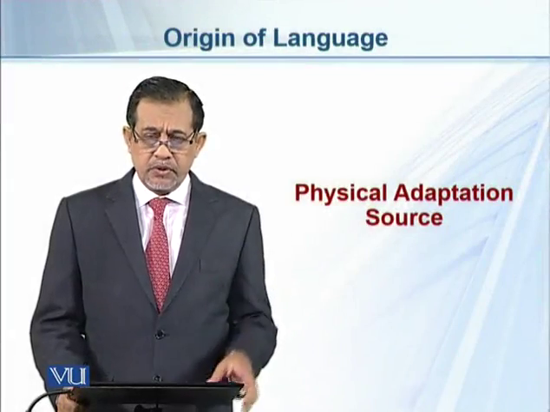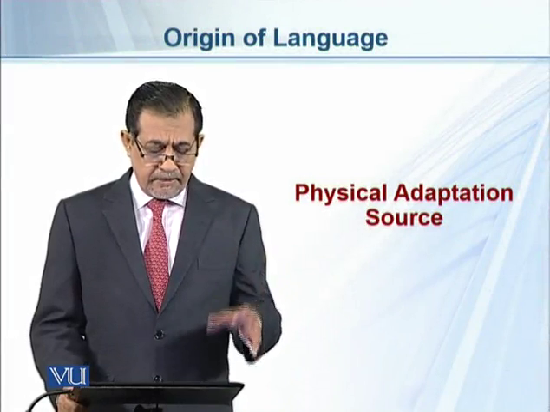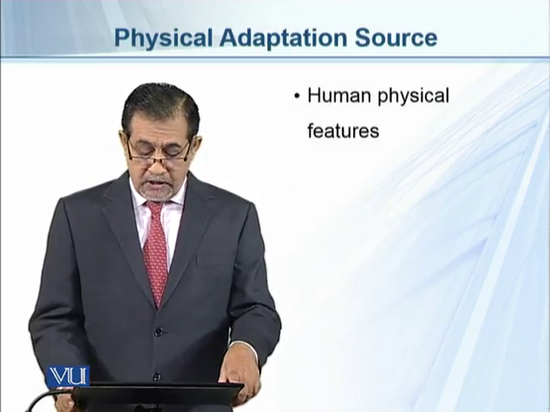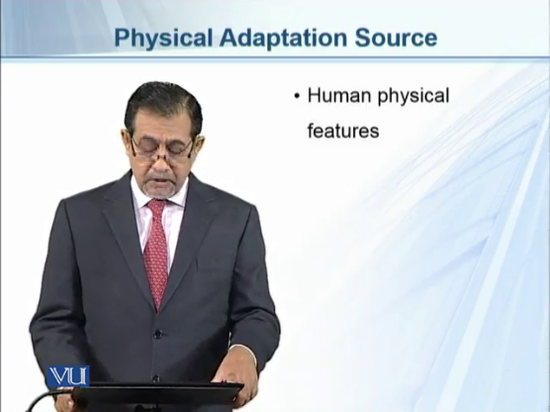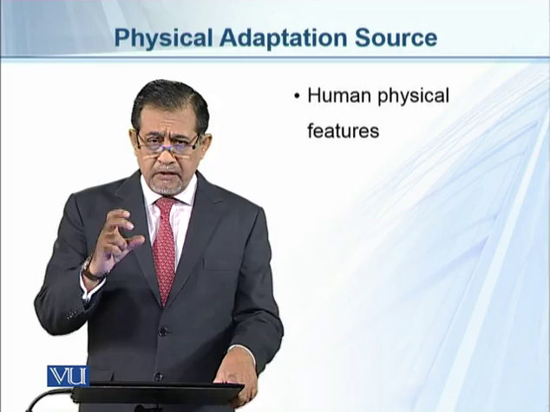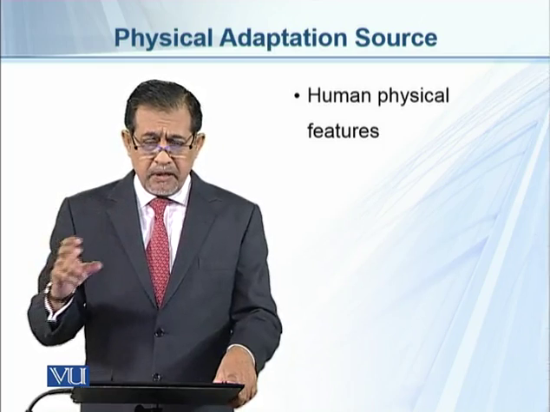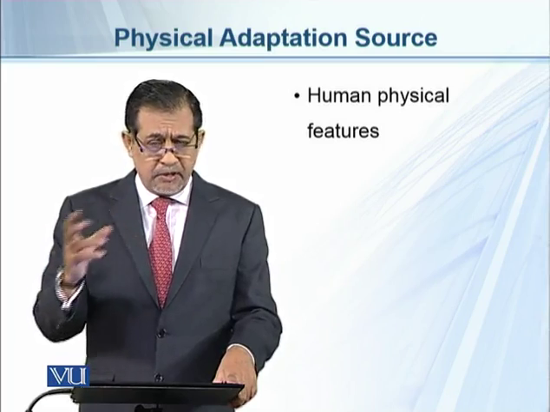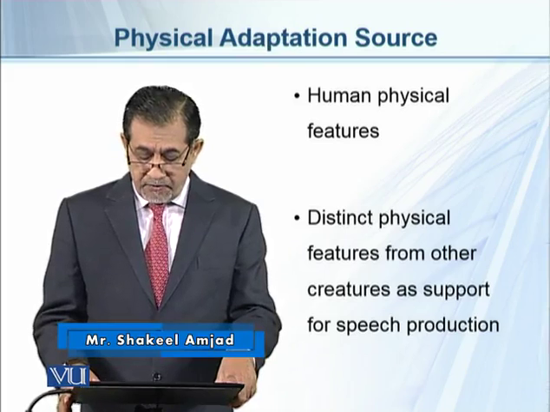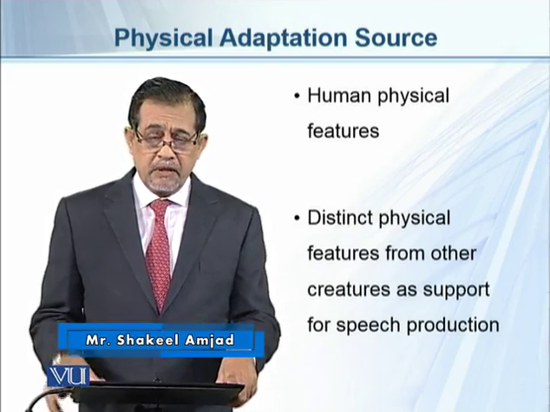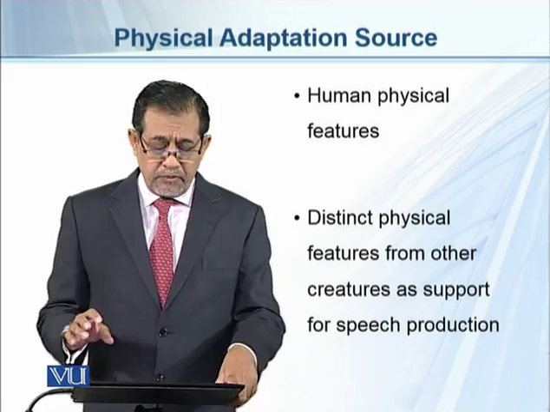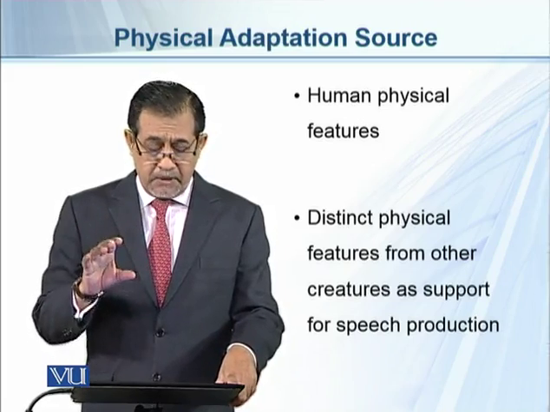Physical adaptation source. In order to look for some region of language, let's look at another proposal. Human physical features. This theory says that there are certain human physical features which are distinct from other animals or other primates, chimpanzees or apes. Distinct physical features from other creatures as support for speech production.